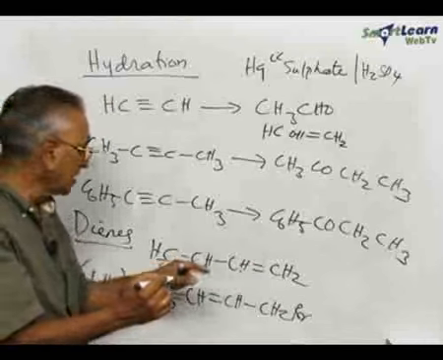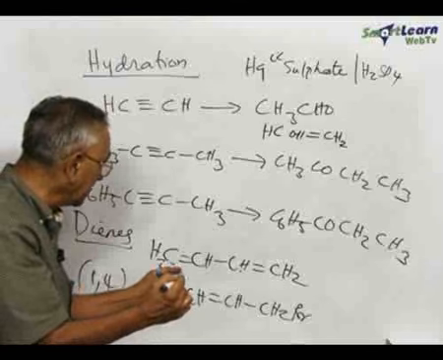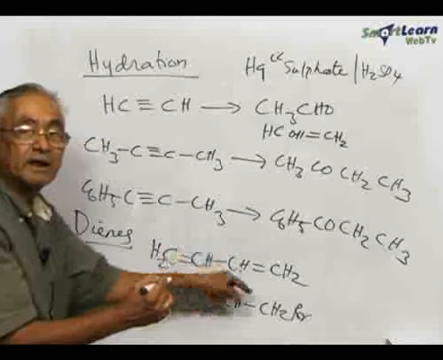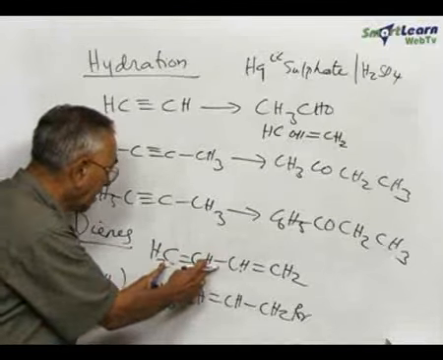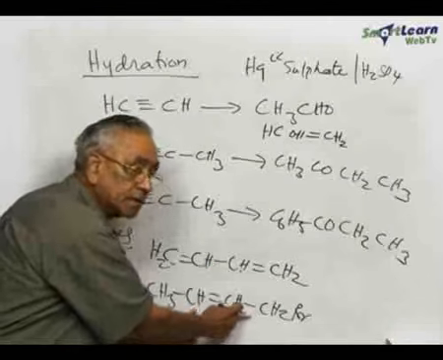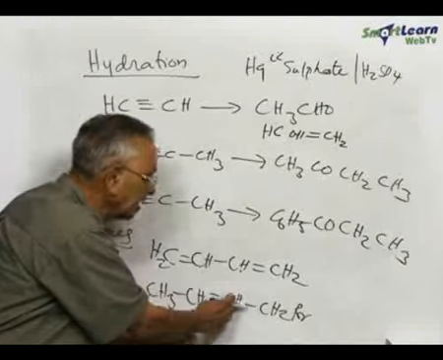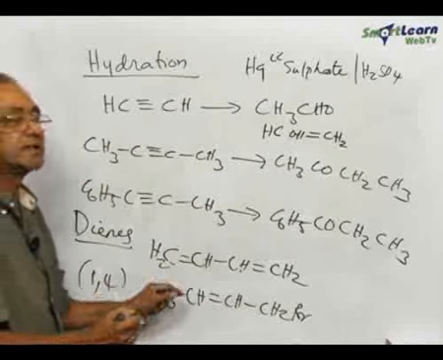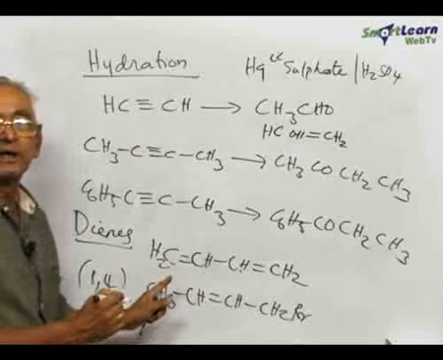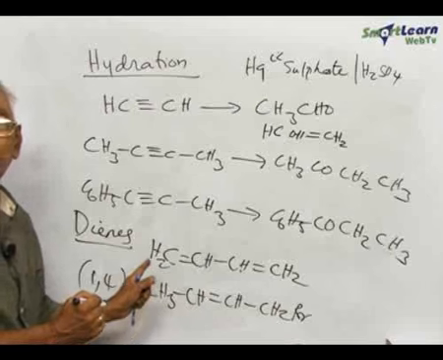The most interesting thing is the double bond gets shifted between the second and third carbon atoms. The double bonds are between 1 and 2 and 3 and 4, but now in the product the double bond is between 2 and 3 carbon atoms. So, this type of addition is referred to as 1,4 addition or conjugate addition.